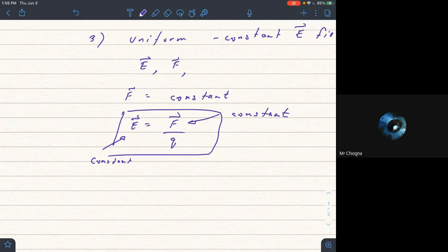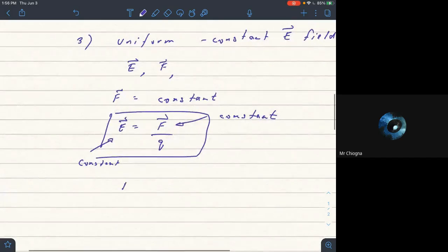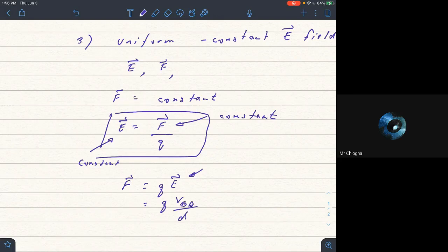So all you need to know in order to calculate the force is the electric field. You know what the force is anywhere in the plates, no matter what the question. It's the same at each point. And what is this equal to, if you knew the electric potential and the distance? Equal to V_BA over d. So you could find the force if you knew the voltage of the plates and the distance between the plates.